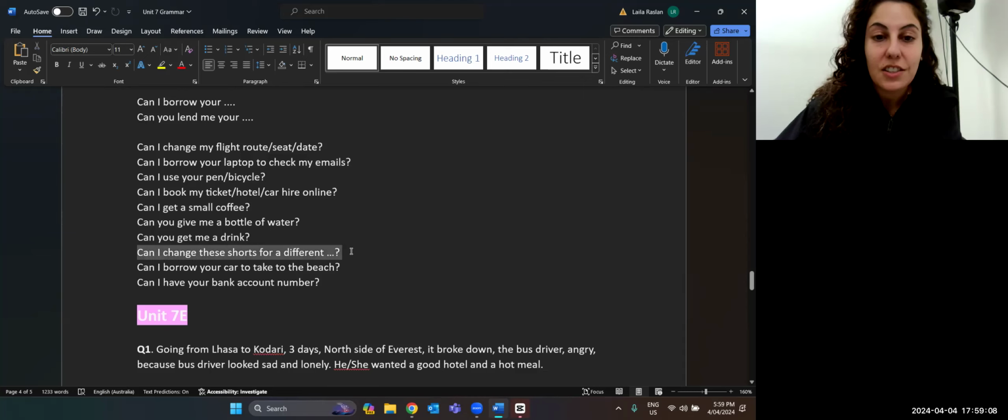Maybe you want to change something that you bought for a different size. Can I change these shorts for a different size?